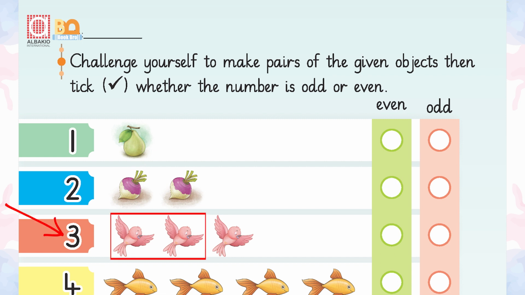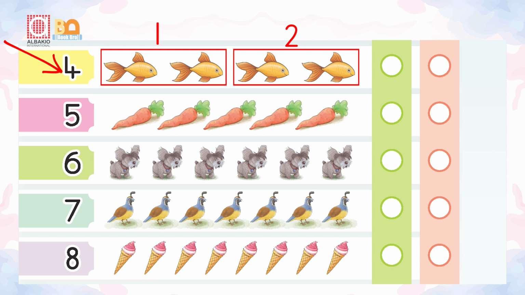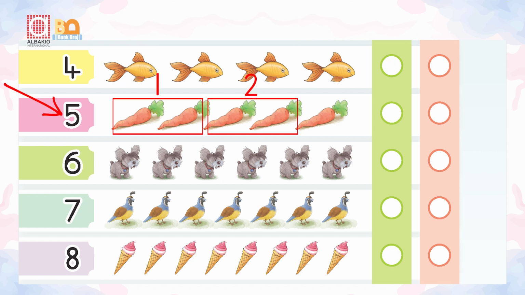3. We can't make pair because 1 can be left, so this is an odd number. 4. We can make 2 pairs, so this is an even number. 5. We can make 2 pairs but 1 is still left over, so this is an odd number.